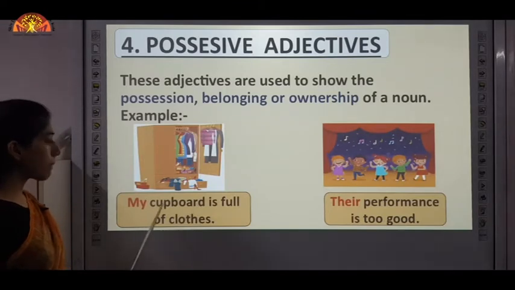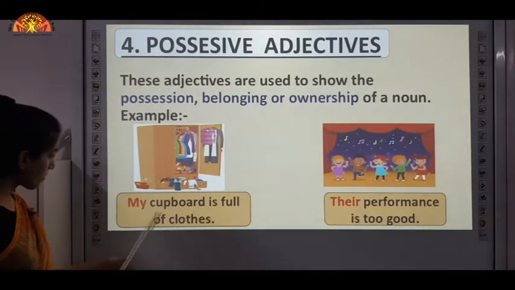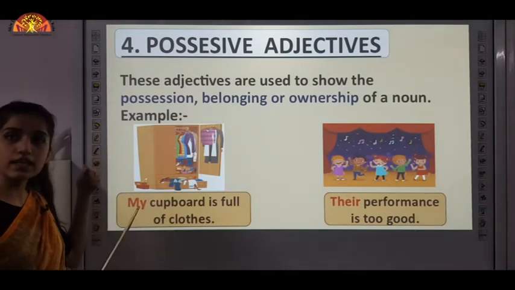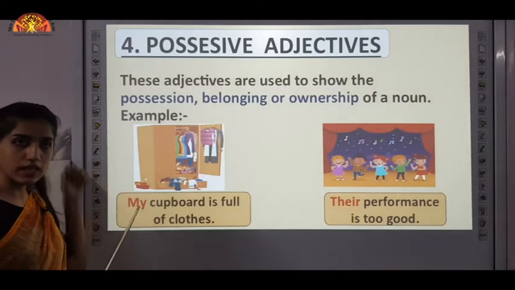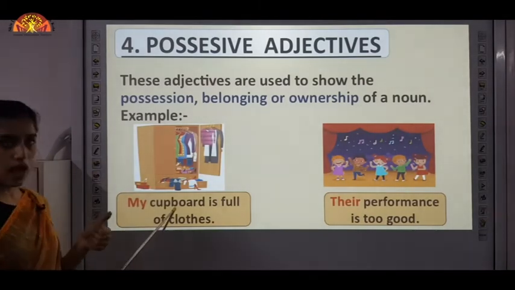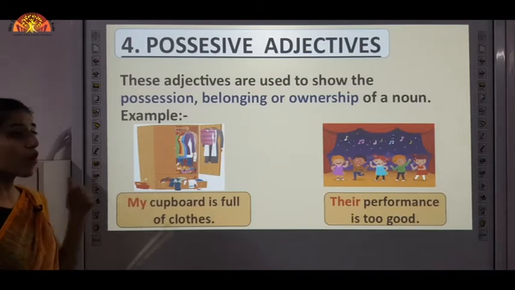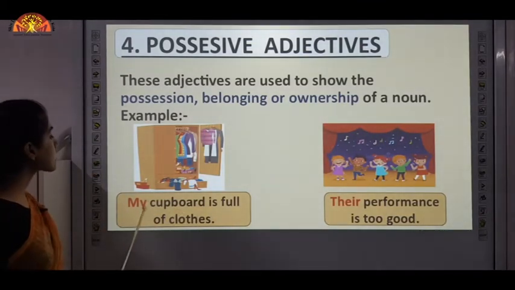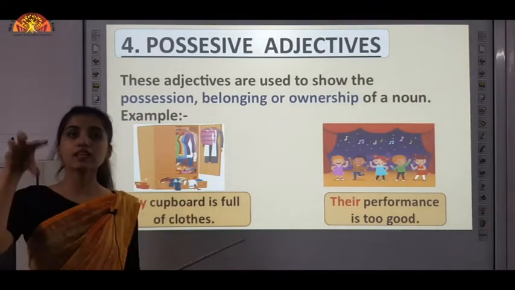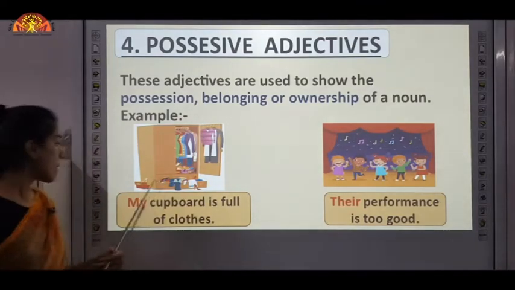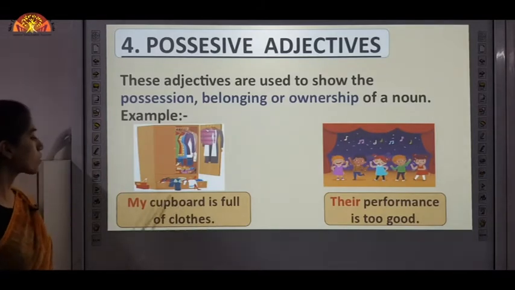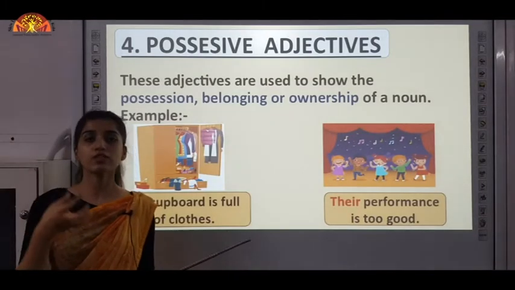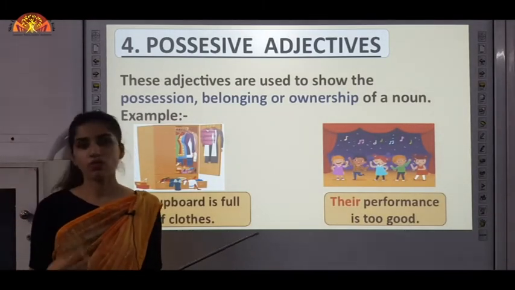Here you can see cupboard is a noun and it is placed before a noun only, just like the demonstrative adjectives we studied earlier in the previous slides, right? So now the cupboard is a noun and it will always be placed before that noun only. So my is telling us the possession of the cupboard, that the cupboard belongs to me. So my cupboard is full of clothes. So my is what? Possessive adjective, because it is telling us about the possession, about the belonging of that noun.